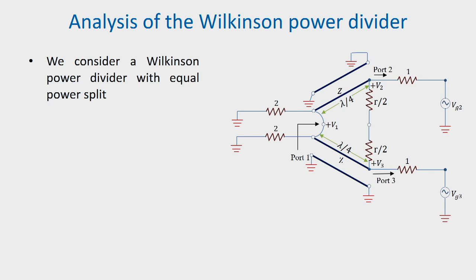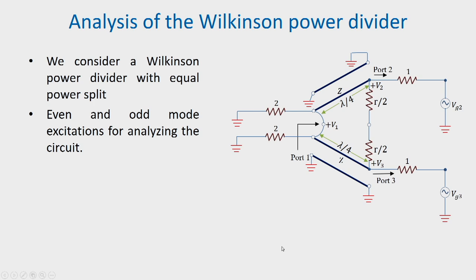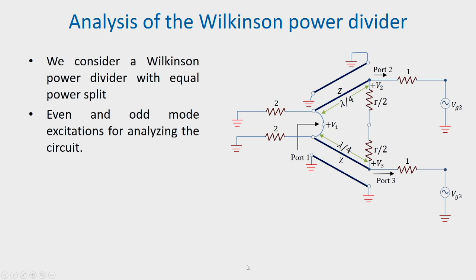So, what do we do? We take advantage of the symmetry of this network and we perform what is known as even and odd mode analysis. And to do that even and odd mode analysis, we represent the impedances here by their normalized value.